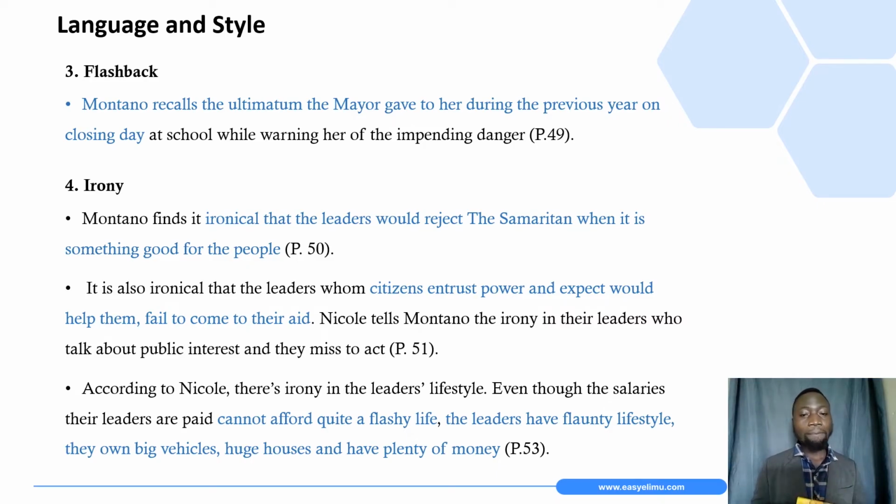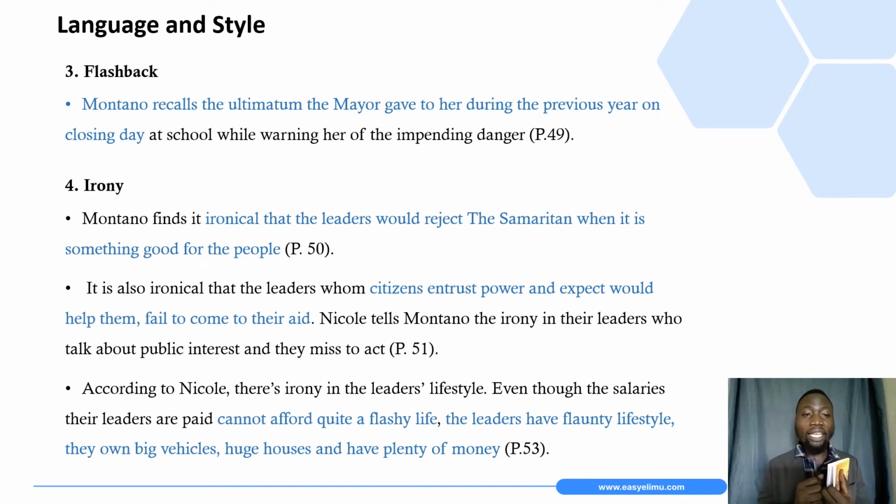Again, it is ironical that the leaders whom citizens entrust with power and expect to help them fail to come to their aid. So we're only told that the leaders are serving their own interest. So they have neglected their duties. So Nicole tells Montano about the irony in their leaders who talk about public interest but fail to act. They talk about public interest, but in real sense, what they do is look at their private interests.